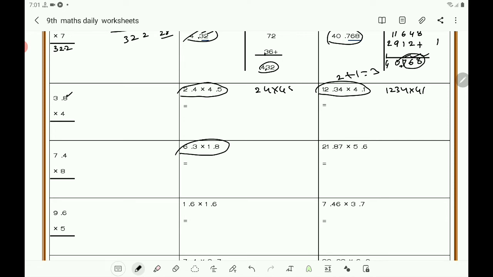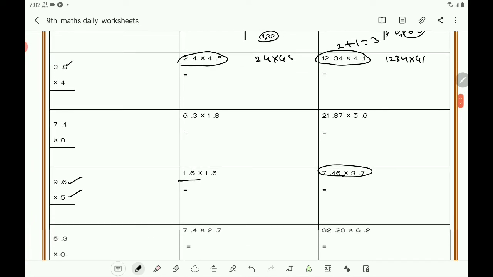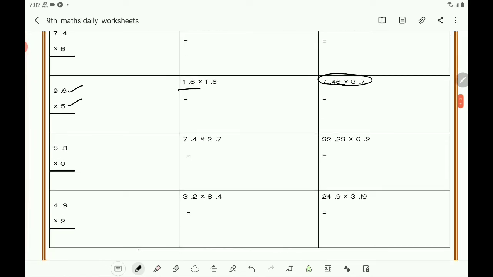Next, 6.3 into 1.8, do 63 into 18, 21.87 into 5.6, then 9.6 into 5, 1.6 into 1.6, 7.46 into 3.7, then 5.3 into 0. You know that 53 into 0 is 0. Here also you will get 0 only. 7.4 into 2.7. 74 into 27. After that, put the decimal point after 2 digits. Here also 32.23 into 6.2.